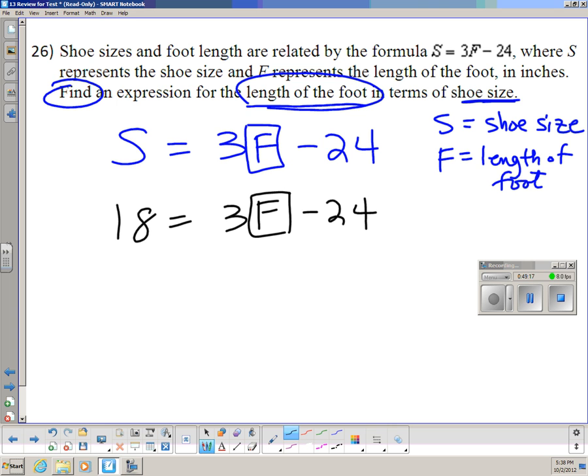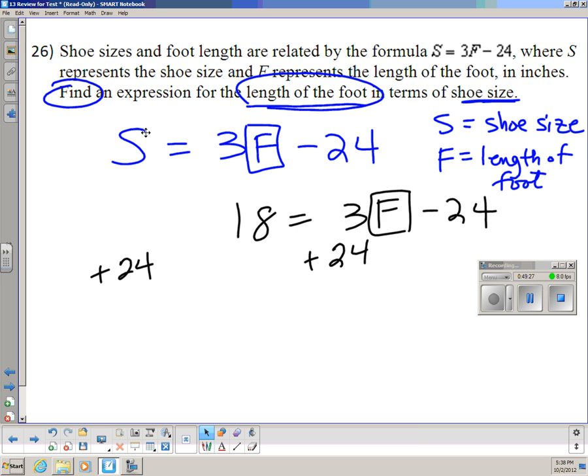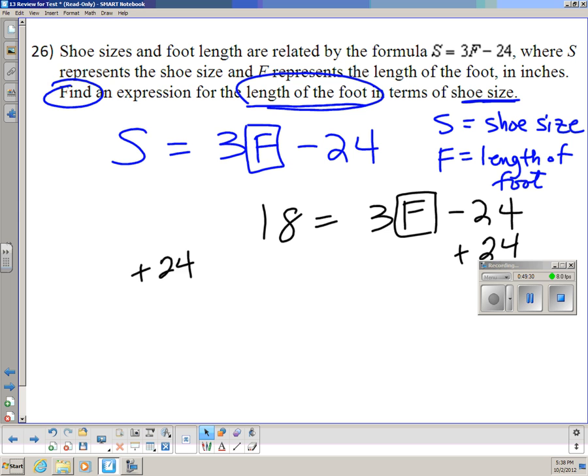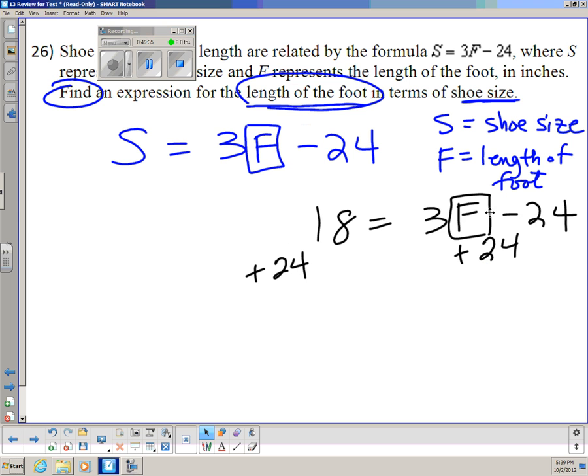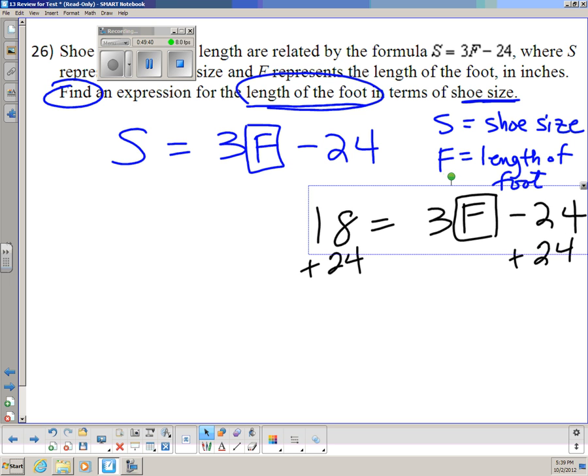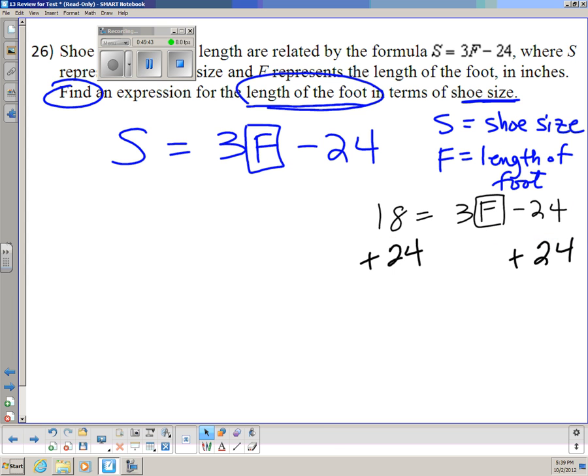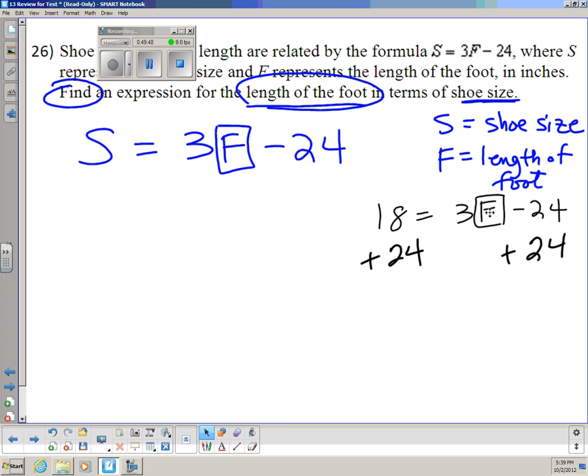What would my first step be in solving the black equation I just wrote? We would add 24 to both sides. So I'm just going to take this all aside now. Let me get this out of the way so I can make some room here. I'm going to make this a little smaller. Instead of having the S there, I put an 18, but this is the same exact thing. I will add 24 to both sides.